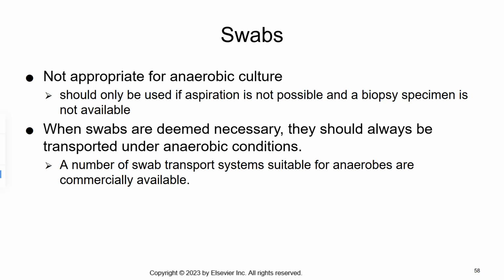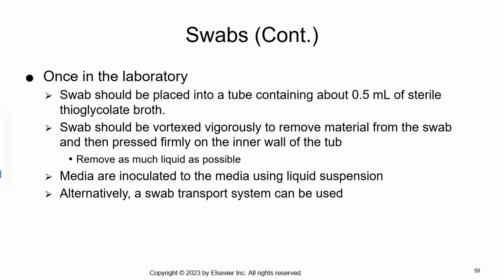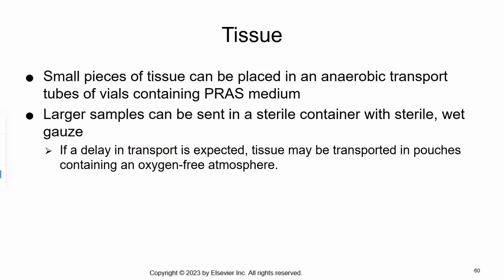Swabs. As I mentioned, not appropriate for anaerobic culture, should only be used if aspiration is not possible and biopsy specimen is not available. When swabs are deemed necessary, they should always be transported under anaerobic conditions. Once in the laboratory, they should be placed in a tube containing about 5% or 5 mils of sterile thioglycolate broth. Swab should be vortexed vigorously to remove material from the swab and then pressed firmly on the inner wall of the tube. Remove as much liquid as possible. Media are inoculated using the liquid suspension. Alternatively, a swab transport system can be used.